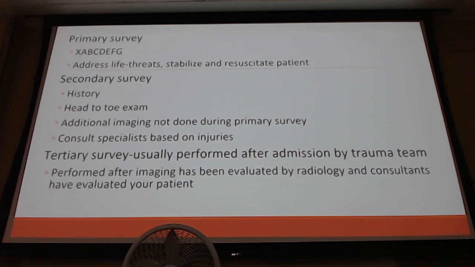So there's our primary survey, our X, A, B, C, D, E, F, G: stabilize, address life threats, resuscitate as needed. And then the secondary survey is going to move into history, head to toe exam, any other imaging like extremities, pelvis, any other CT scans we may need. And then we move on to tertiary assessment on these patients once we've completed all that.